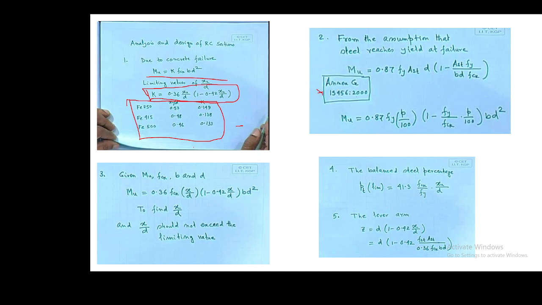And this can also be written in terms of the percentage of steel formula. If the percentage of steel is directly given and they ask to calculate the moment of resistance, then we can use this formula, because this is the percentage of steel. P is the percentage of steel, Fy is the yield strength of the steel, FCK is the characteristic strength of the concrete, B is the width of the section, D is the depth of the section.